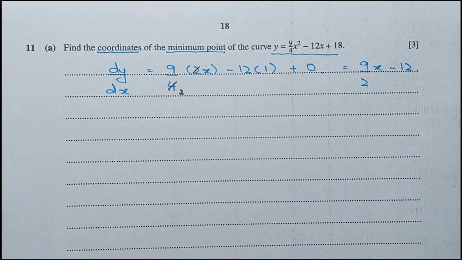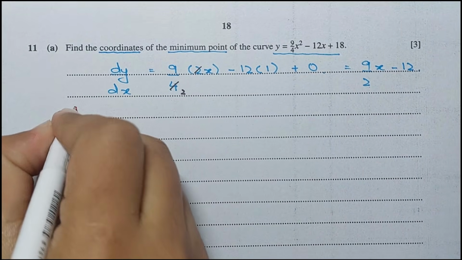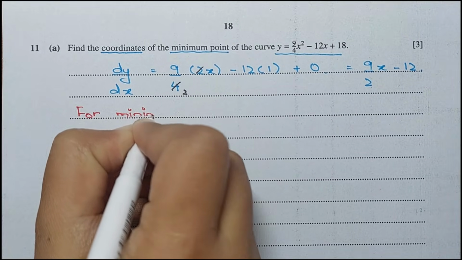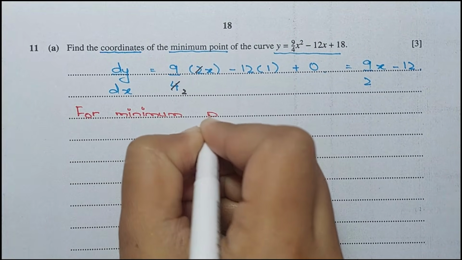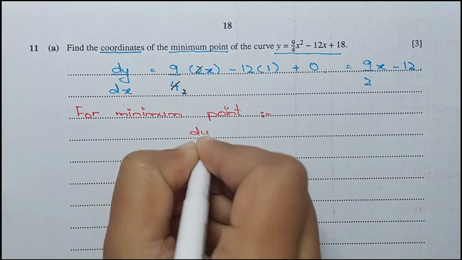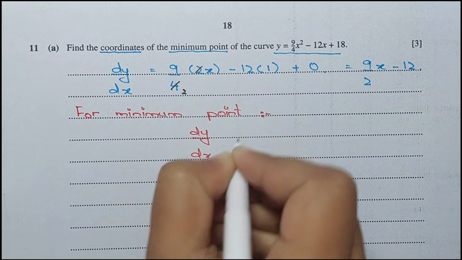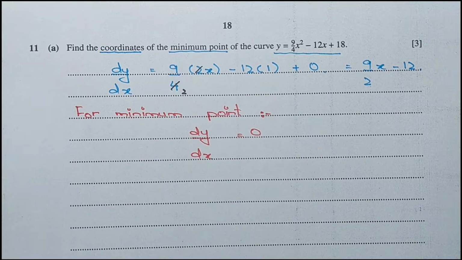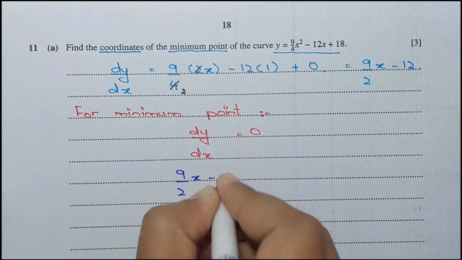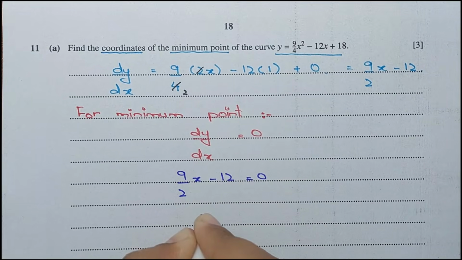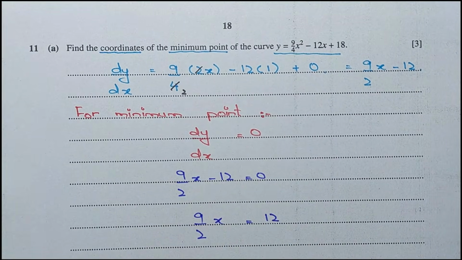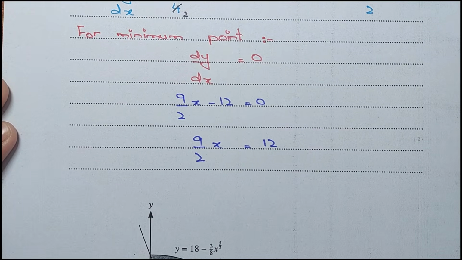Okay. Now we know that for the minimum point, we need to put the first derivative equal to 0. dy over dx should be equal to 0, and solve for x and the y coordinate. 9 over 2 x minus 12 equals 0. 9 over 2 x would be equal to 12. When you shift that minus 12 to the other side, it becomes positive 12.